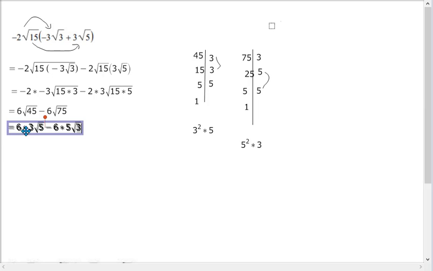Finally, to simplify this one, we are going to have 6 times 3 gives us 18, and -6 times 5 gives us 30. And we finish with this exercise. Remember, 5 to the second we put outside of the root, in this case multiplying with the -6. And the 3, which is the number that is alone, we put inside.